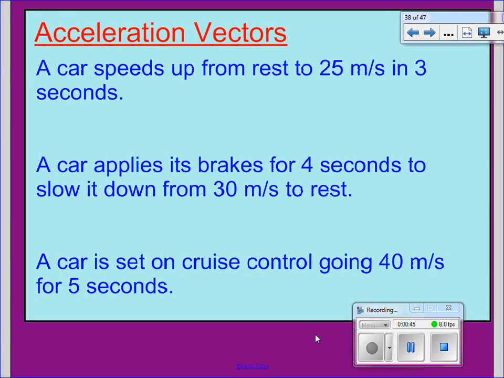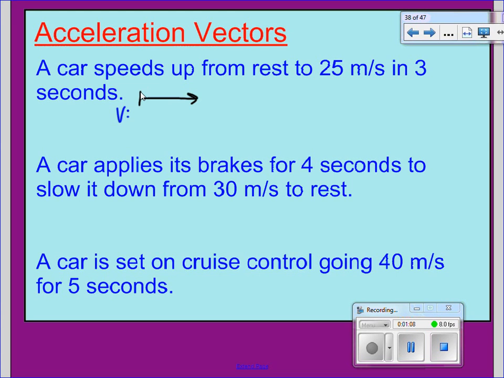So remember, for every motion map that we want to do, we always want to start out with a reference arrow. Typically, it's standard form to make your reference arrow point to the right, although it's up to you whether you want to do that or not. Now, I'm going to do my velocity vectors in blue. So the first thing I'm going to do is do velocity. And it tells me that a car speeds up from rest to 25 meters per second in 3 seconds.